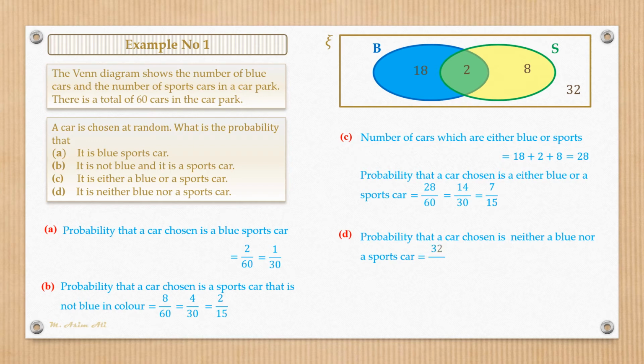So we will divide 32 by the total number of cars to get the probability, and we will simplify above and below by dividing by 2. And again we will simplify. So 8 of 15 is the required answer.